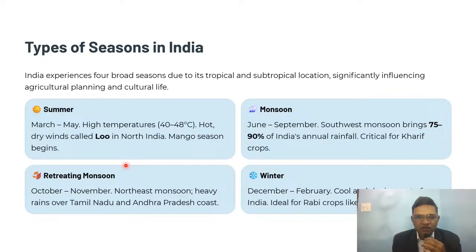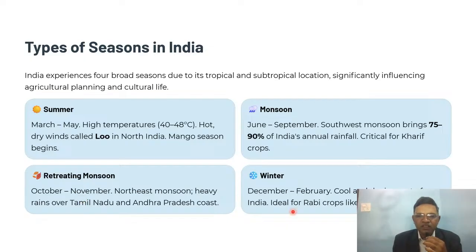Then monsoon. It happens between June and September. The southwest monsoon brings 75 to 90% of India's annual rainfall, so it is critical and important for the kharif crops. Then retreating monsoon occurs between October and November. It is the northeast monsoon, with heavy rainfall over the Tamil Nadu and Andhra Pradesh coastal areas.